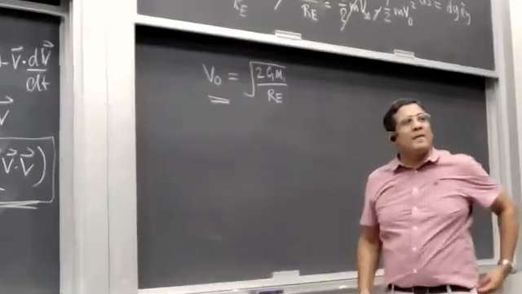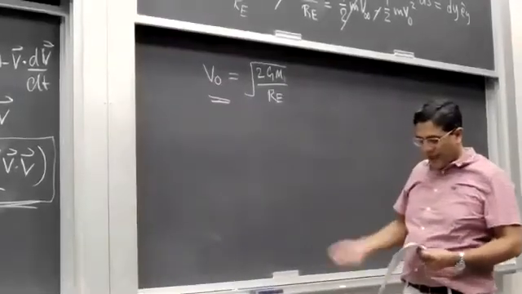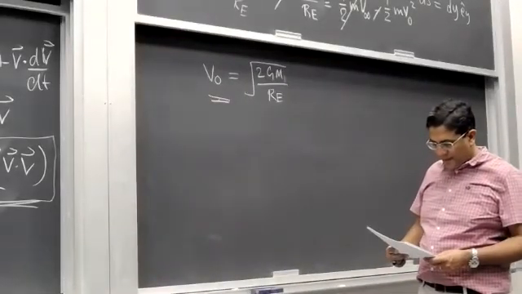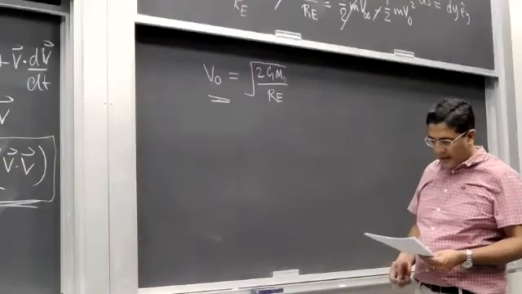G, ये RE कौन सा डिस्टेंस है? That's the radius of the surface of Earth. That's the radius of Earth. ठीक है.